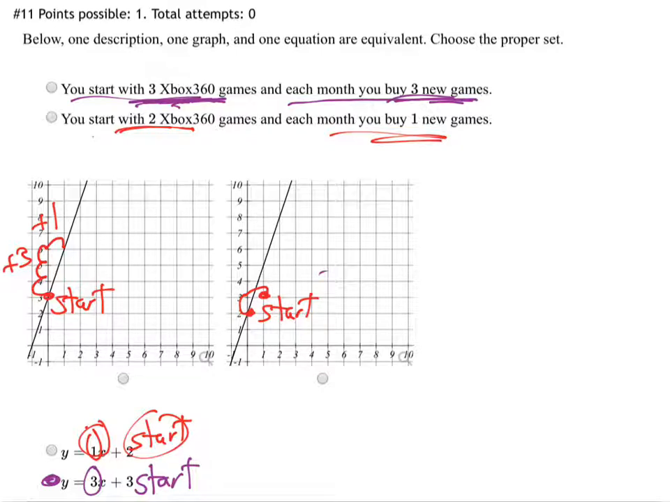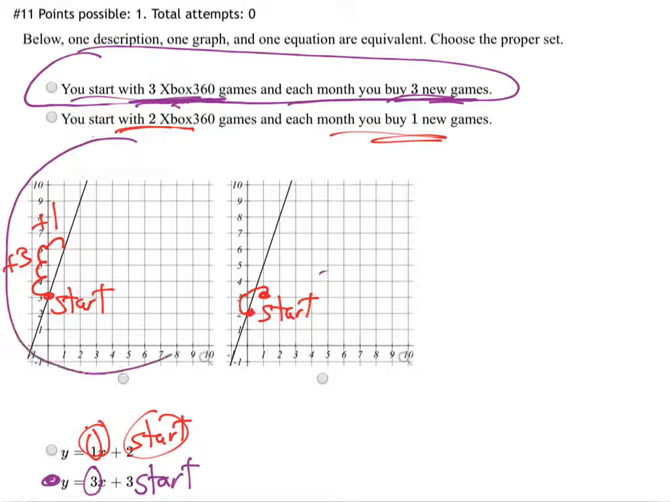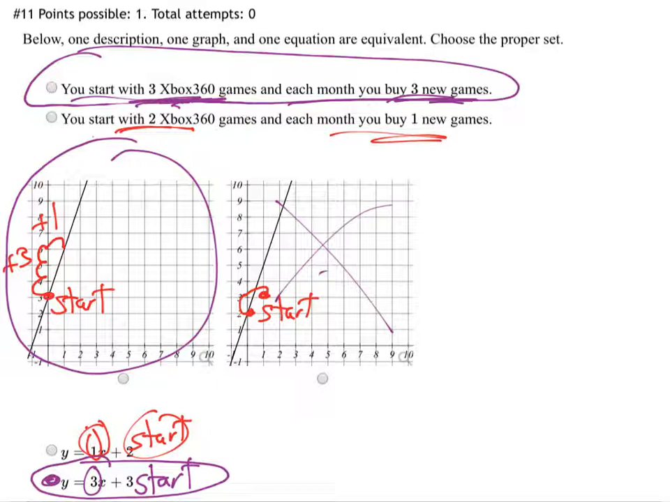It's not. So our answer then is this set of words matches with this graph, matches with this equation. The other ones don't quite. They almost do, but the graph fails. This graph didn't quite. That graph doesn't fit anything up there. Does that make sense? Yeah, follow your eyes.